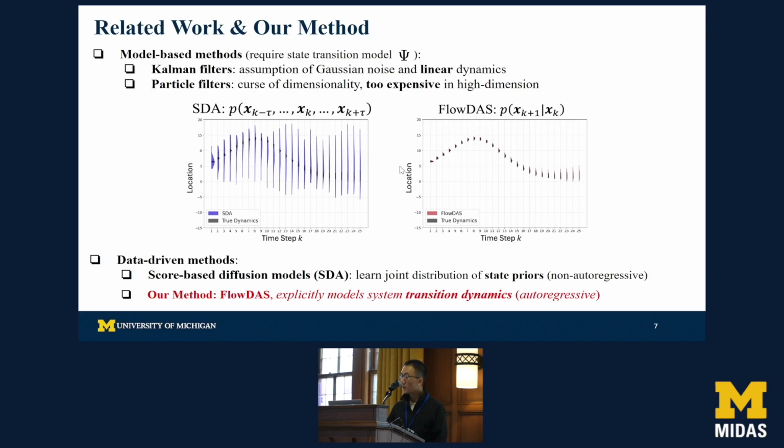And if you look at the right-hand side, because we are estimating the state transition instead of the joint distribution, and we know that the stochastic system is governed by the same state transition, that's why our prediction is much better. And then we can estimate the future states in an autoregressive manner. Although there is error propagation into the future, our method is much more accurate.